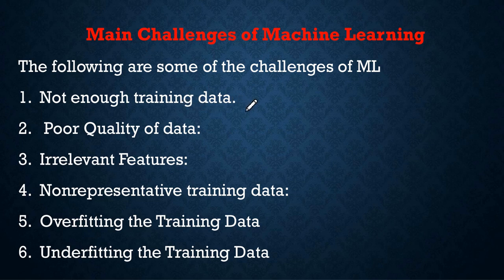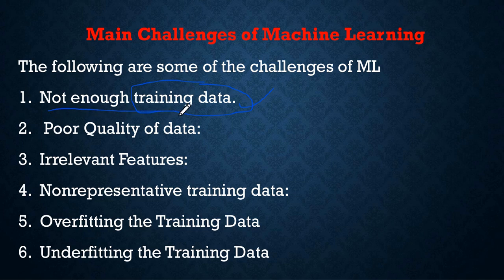So the first challenge is not enough training data. Here, the training data means the data to which we are applying the machine learning algorithm. That data is called training data. In general, the data may be split into two types: training data and test data. Validation data is also there, but till now we have to remember only two things: training data and test data. The training data is the data set to which we are applying the machine learning algorithm.